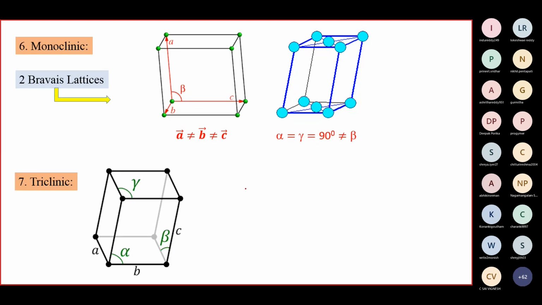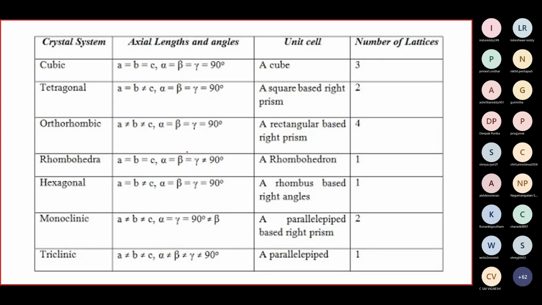Then we have triclinic. Triclinic, alpha, beta, gamma not equal to each other. In monoclinic, alpha equal to gamma equal to 90 was there. Here all three angles are not equal to 90, and they are also not equal to each other. Alpha is not equal to beta is not equal to gamma, also not equal to 90 degrees. So these are the 7 crystal systems. This is the summary.